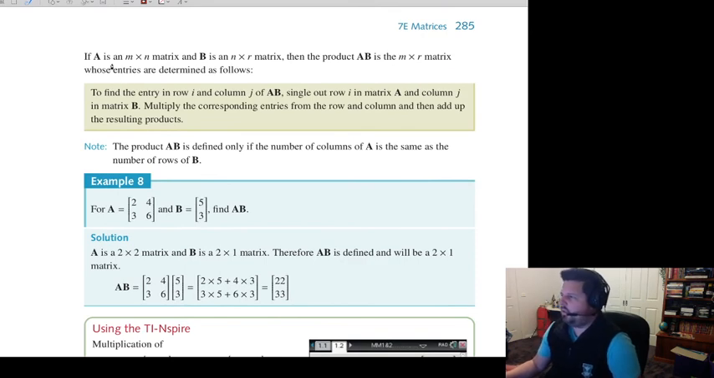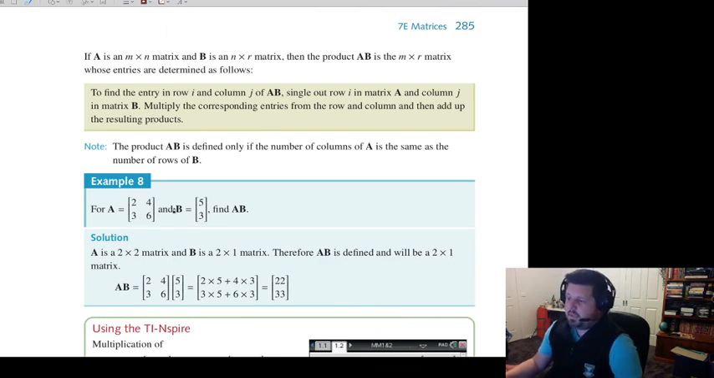To find the entry in row I and column J of AB, single out row I in matrix A and column J in matrix B, multiply the corresponding entries from the row and the column, then add up the resulting products. So that's what we've done.